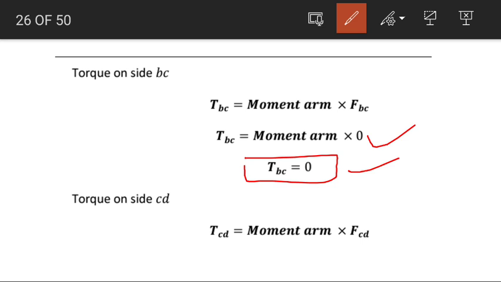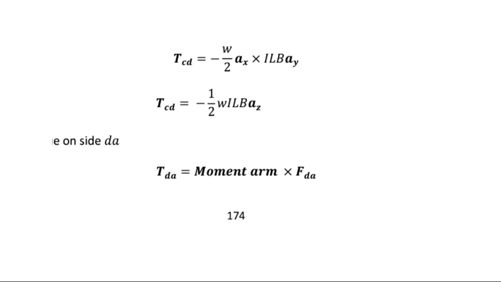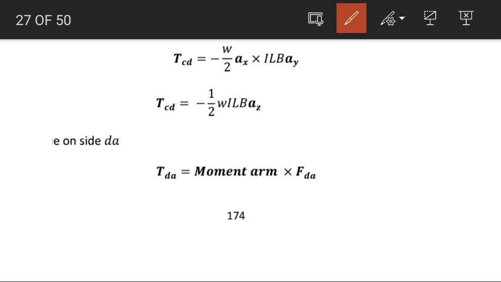Then we consider the torque on side CD. The torque on side CD will be equal to the moment arm cross the force on side CD. The moment arm of side CD is minus W by 2 aX, and the force on side CD is ILB aY. If we simplify this equation, the torque on side CD is minus 1 by 2 WILB aZ.